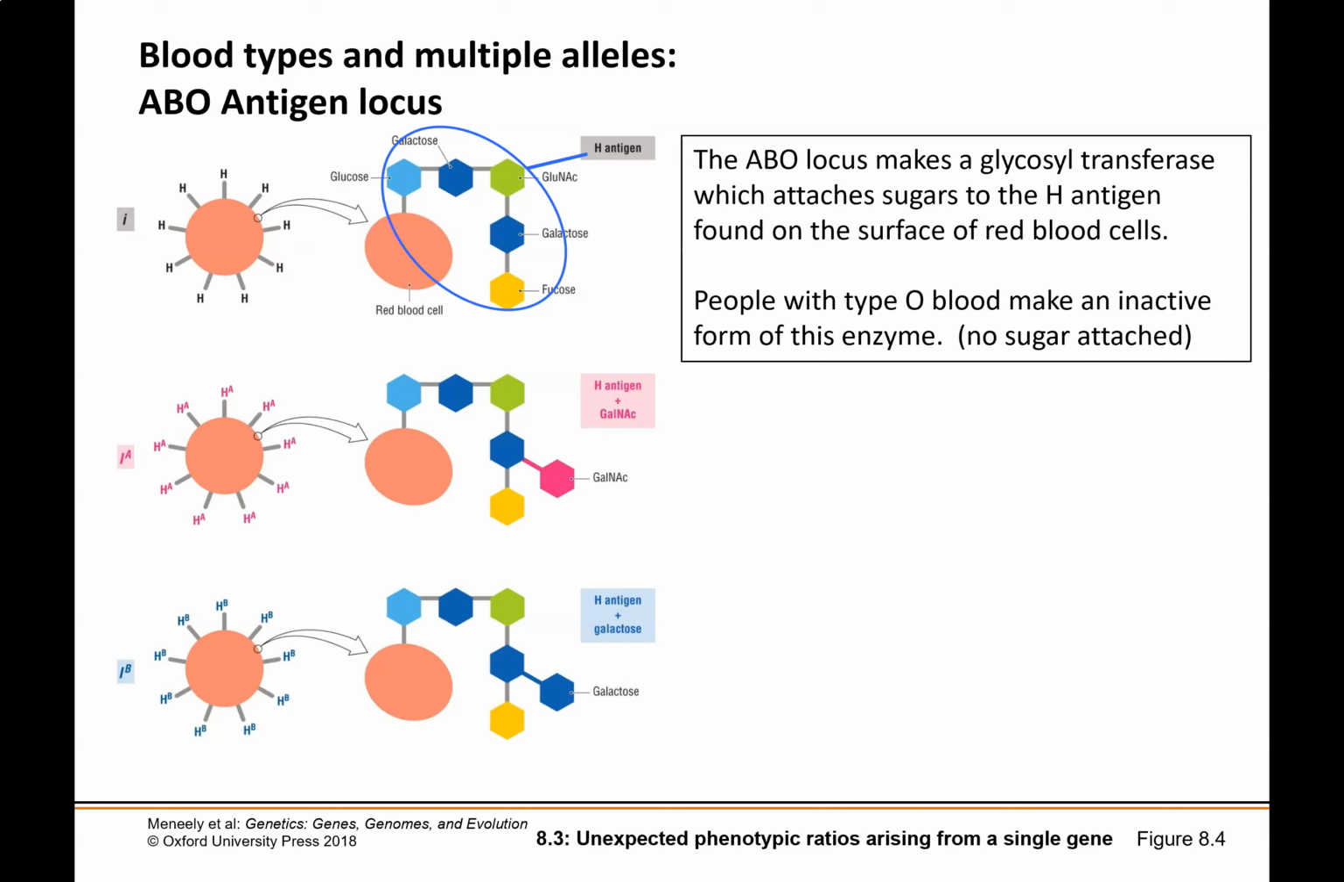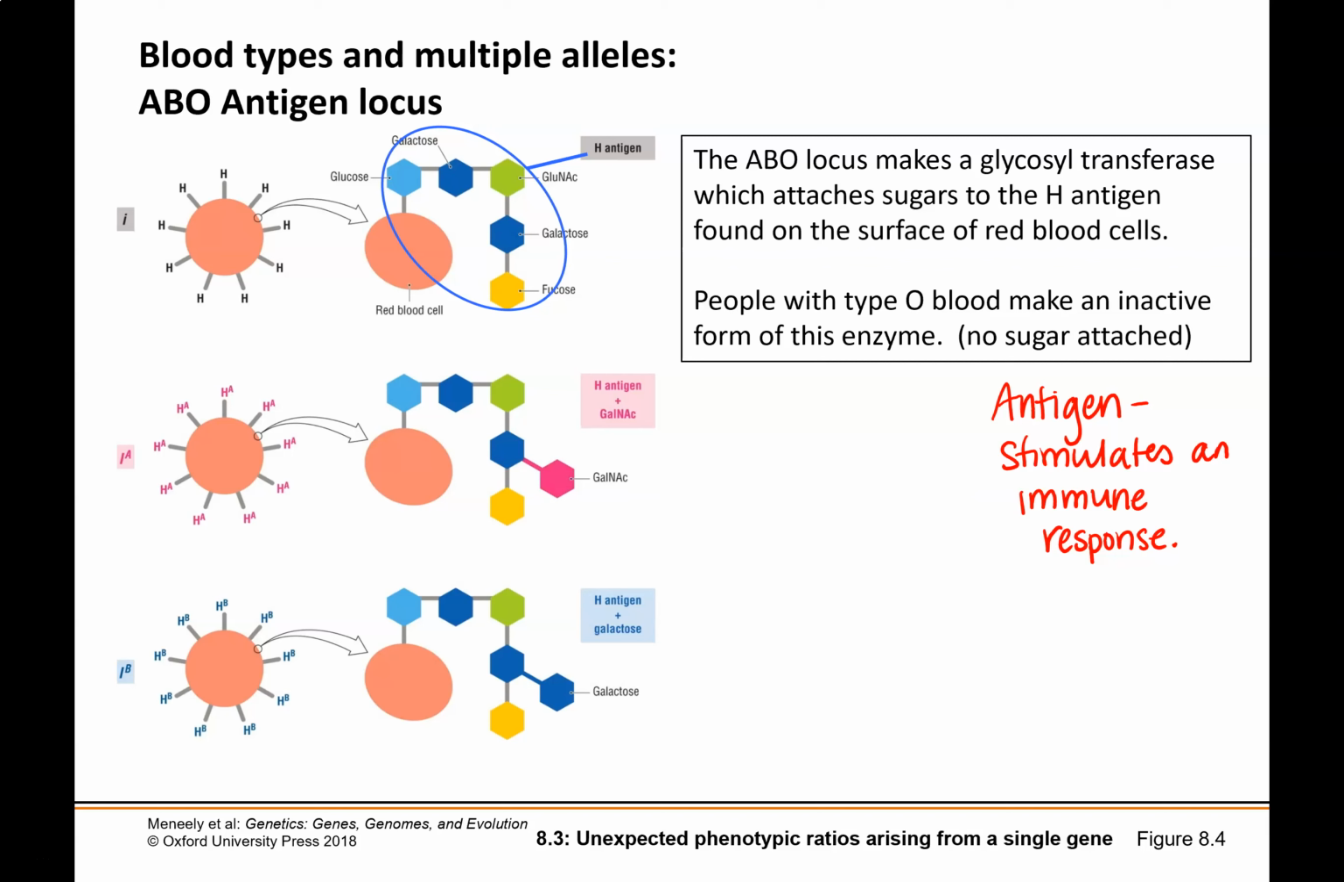So let's look at blood type as another example of multiple alleles. This is probably the most common multiple allele example that you're going to come across. Now, A, B, and O blood types refer to the type of antigen present on the red blood cell. So an antigen is something that stimulates an immune response. We'll talk about why these are called antigens in our blood in just a minute.